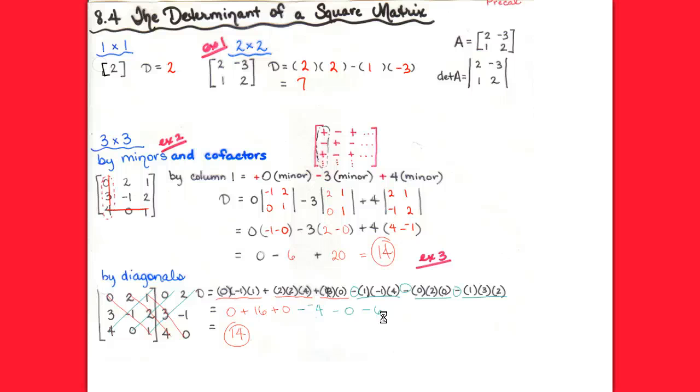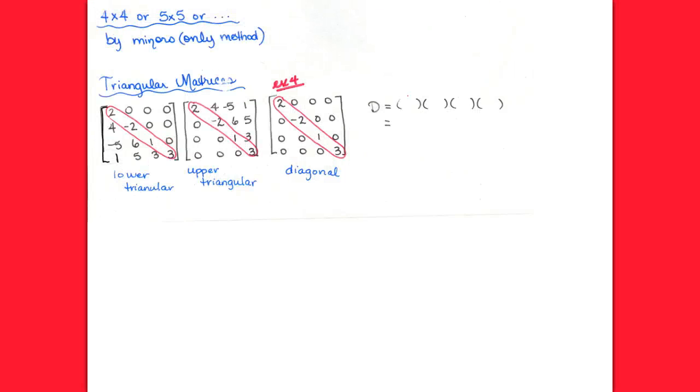As we already mentioned, if you get something larger than a 3 by 3, like a 4 by 4 or 5 by 5, you cannot evaluate that by diagonals. You would have to go back to minors and cofactors. That's the only method that's going to work.